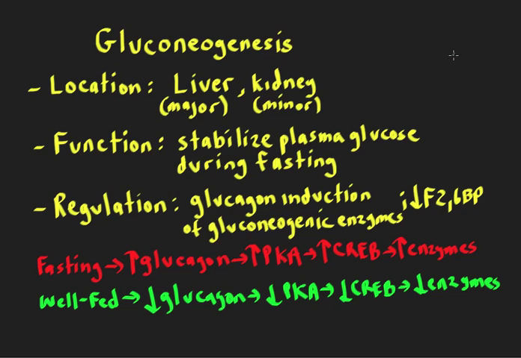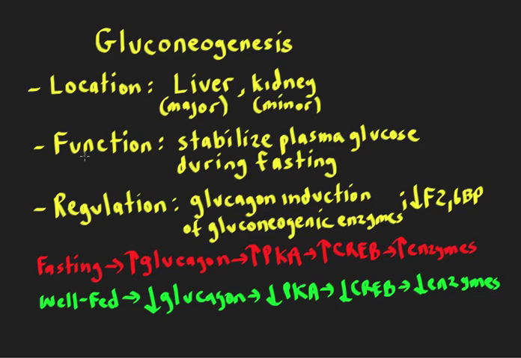Now let's start with the location of gluconeogenesis, and primarily it's the liver. It carries out most of gluconeogenesis, especially early on during a fast, and the kidney to a lesser degree, and the kidney becomes more significant as you go deeper into a fast. And there might be a tiny amount occurring in the small intestine that isn't shown here.